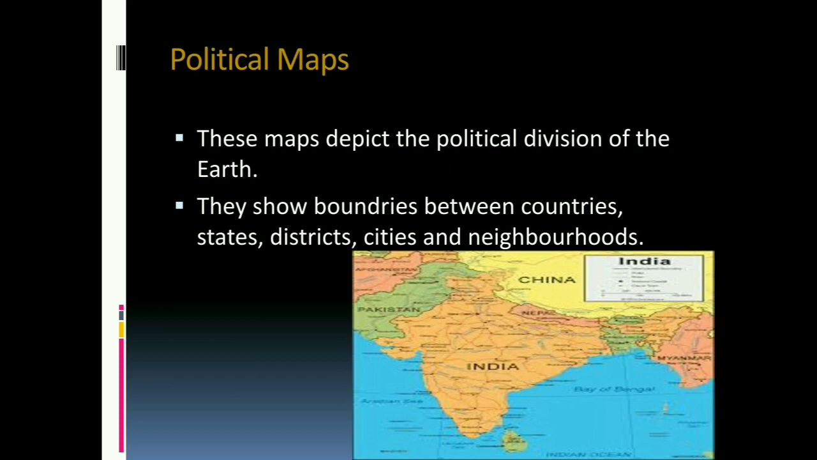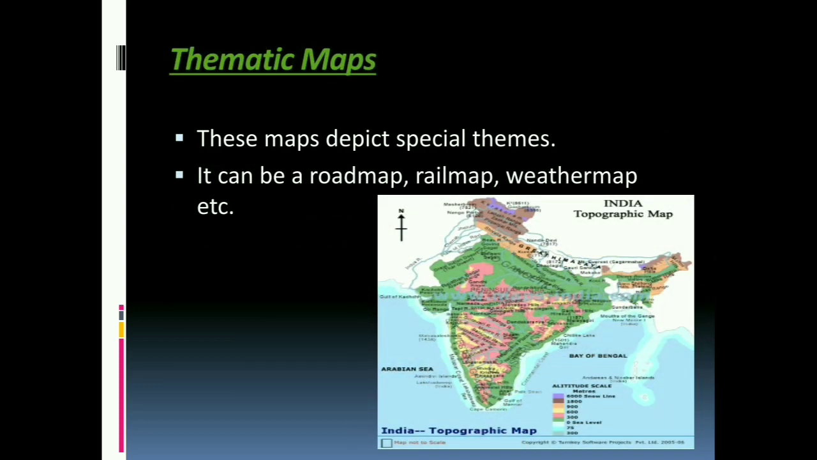Now we come to the thematic map. These maps depict special themes. It can be a road map, rail map, weather map, wind or rain pattern maps, industrial maps, agriculture pattern maps, forest map, and such varied themes.